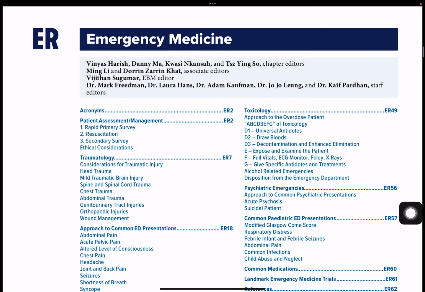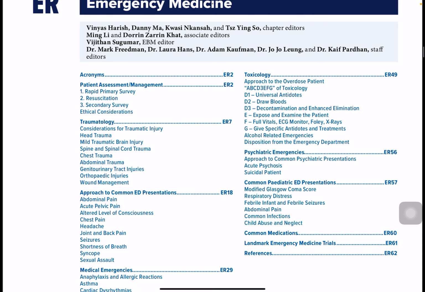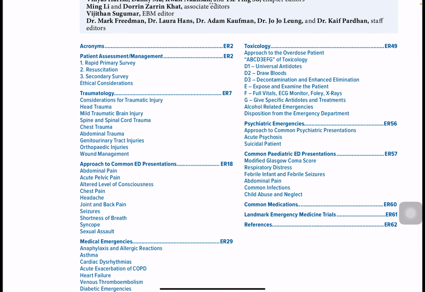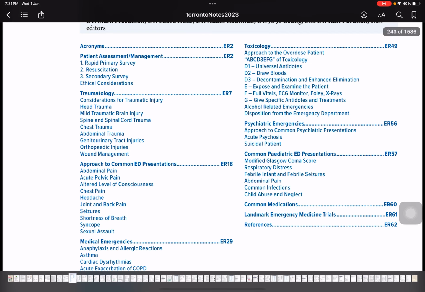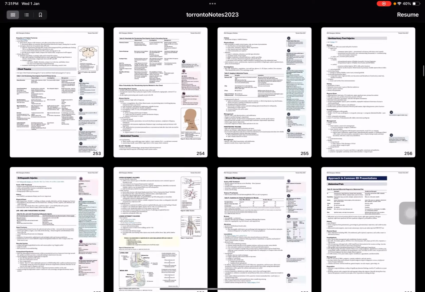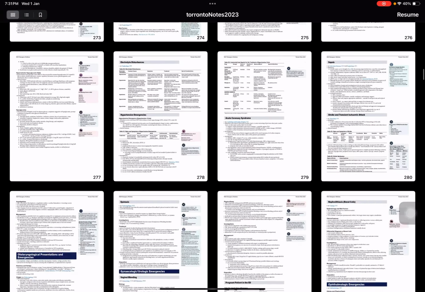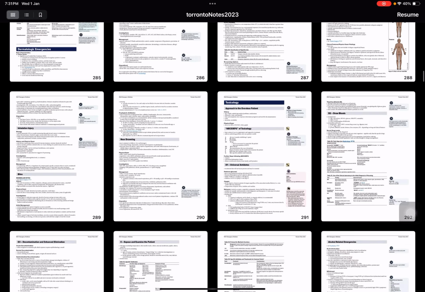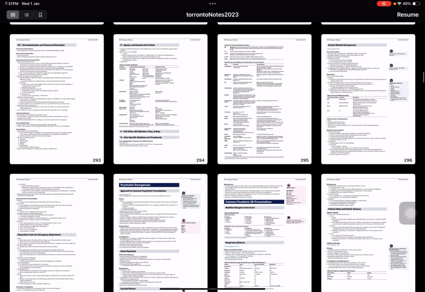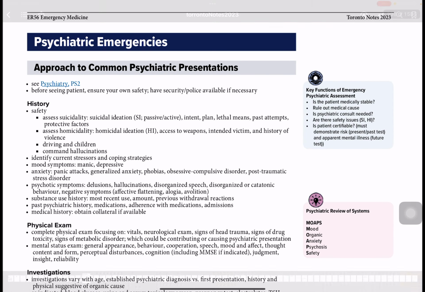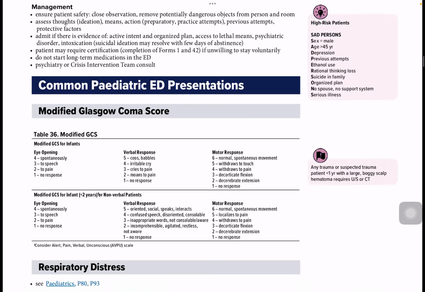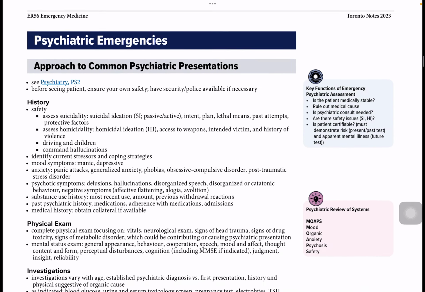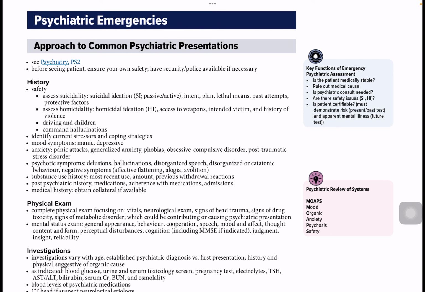So I have this Toronto Notes open in front of me. Let's say emergency medicine. I'm sure you see ER 56 shows that there's psychiatric emergency. So let's open that up, and I'll directly jump to the psychiatric emergency. Once you get into psychiatric emergency, this is going to be a very important part of the MCC objective. Why? Because this is one of the aspects of psychosis, the emergency aspect, and then there is a routine aspect, right?